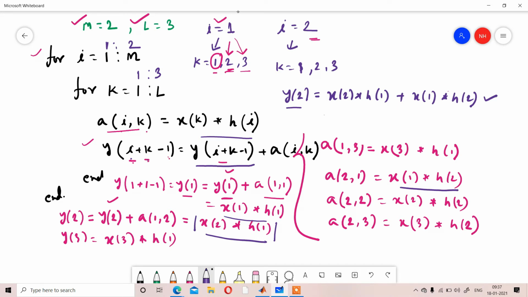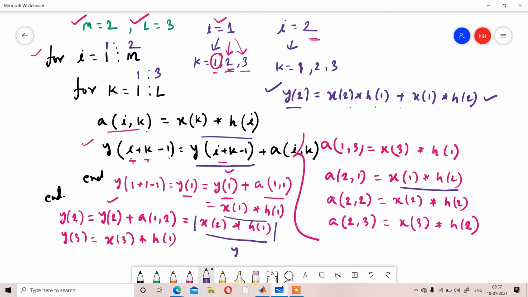So that y2 will not be considered anymore. In the next case, y2 will be considered: this x2 h1 plus x1 h2. In that way, if we keep on running for i equal to 2, k equal to 2, i equal to 2, k equal to 3, you will get all the values of y, y1, y2, and so on.